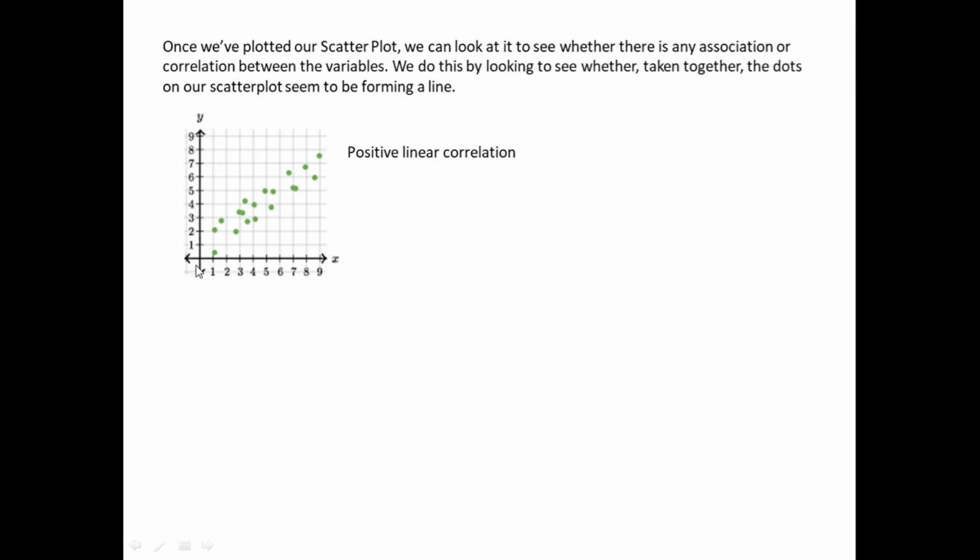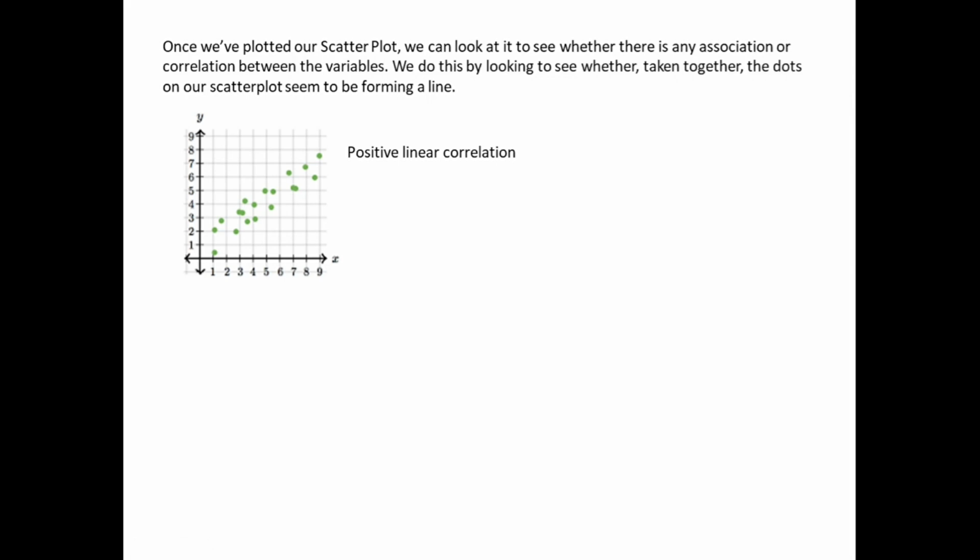Linear because it makes more or less a straight line, and it's positive because it's going up to the right. Now what this would be telling us is that as one set of data is increasing in value, the other set of data also increases in value. So a real life example might be if the x-axis represented people's maths marks and the y-axis represented people's physics marks. You would probably find that the higher marks people get for maths, those kind of people are also likely to get high marks for physics. There is a positive correlation between maths ability and physics ability.